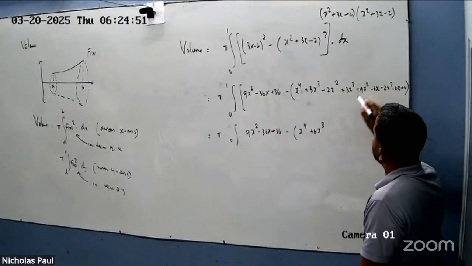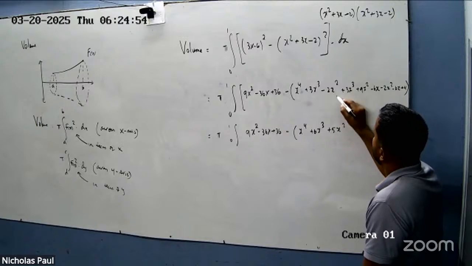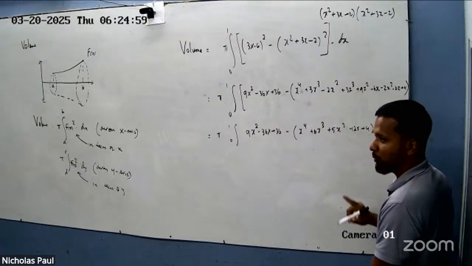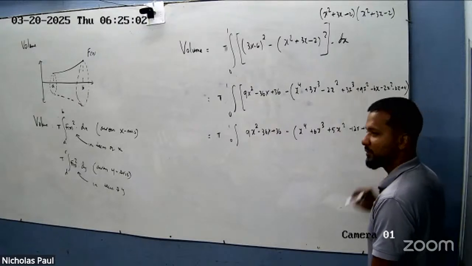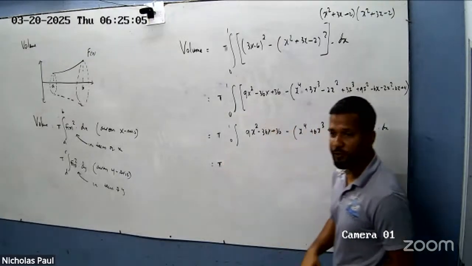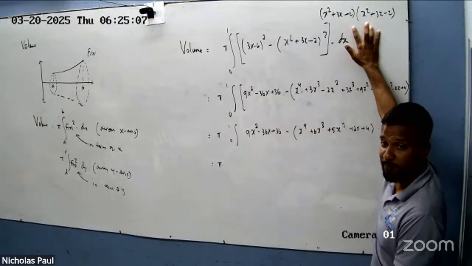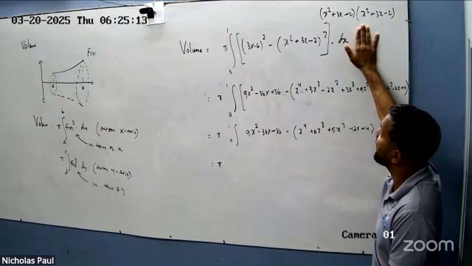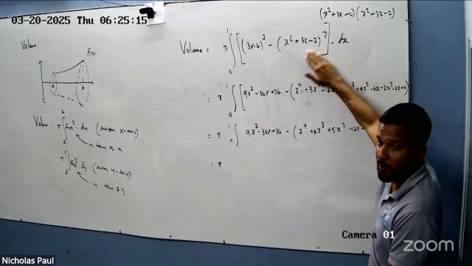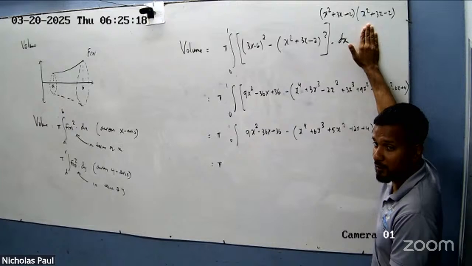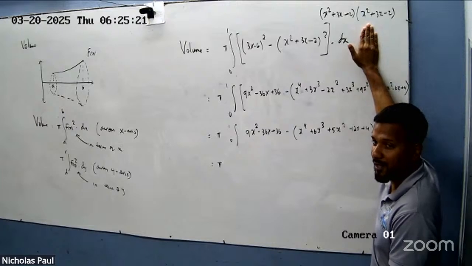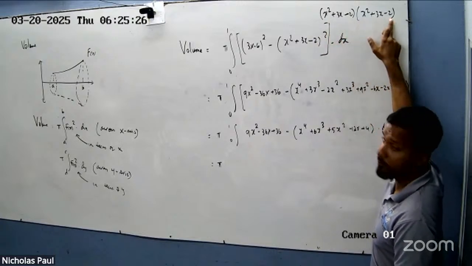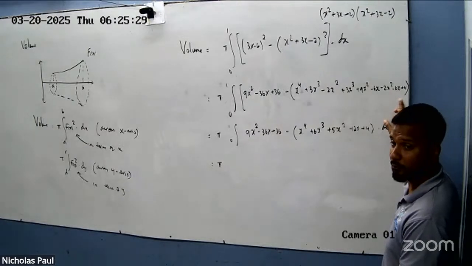X squared. Minus 12x. Plus 4. Right, slow down. So do you all follow how I expand this? By doing this, right? I multiply x squared by all three terms, 3x by all three terms, and I get this long thing here.